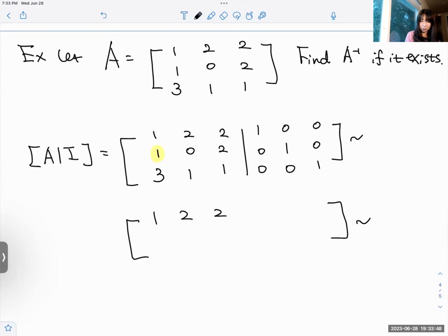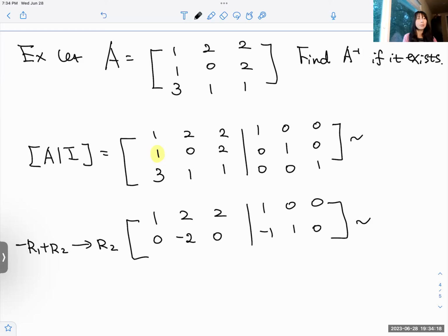One, two, two, 1 0 0. Negative R1. Make R2 to get R2. Okay, so we get 0, negative 2, 0, and negative 1, 1, 0.